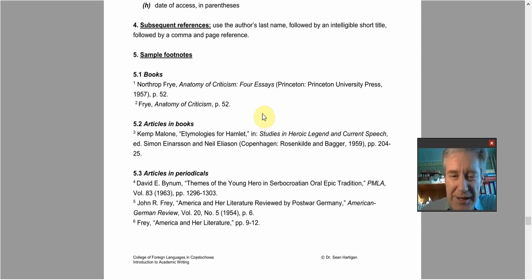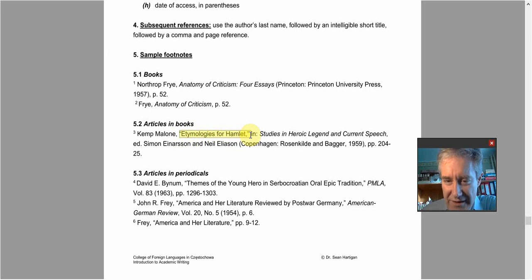It gets a little more complicated sometimes if you have an article in a book, like we did when we were looking at the sample essay. The rules are basically the same, but sometimes a little different. So here we have another article in a book. The author's name is Kemp Malone. Then we have a comma. Then the title of the article.